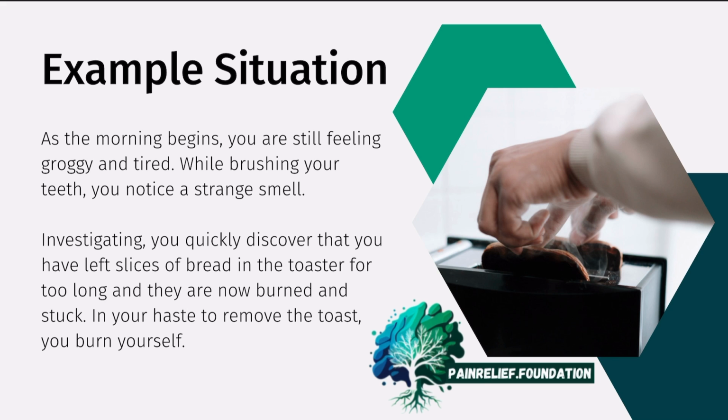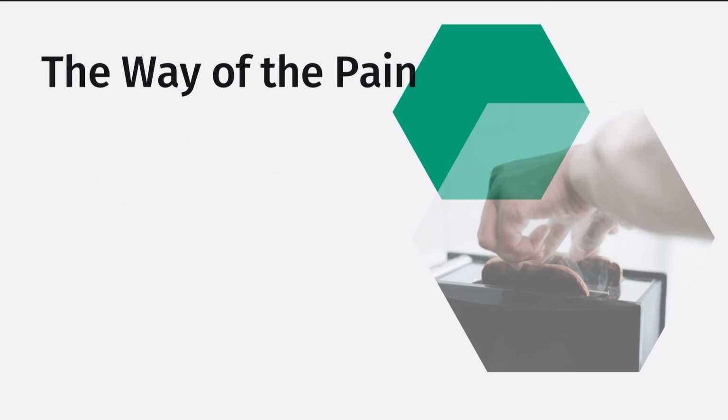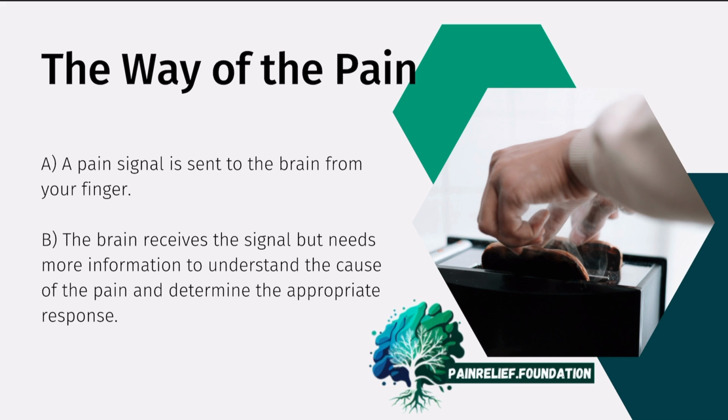So you have pain in your finger or in your fingers because of the heat of the toaster, and immediately, of course, your brain is feeling pain. And why is that? And how does it work basically? The way of the pain is that a pain signal is sent to the brain from the finger in this case. The brain receives the signal but needs more information to understand what the cause of the pain is.